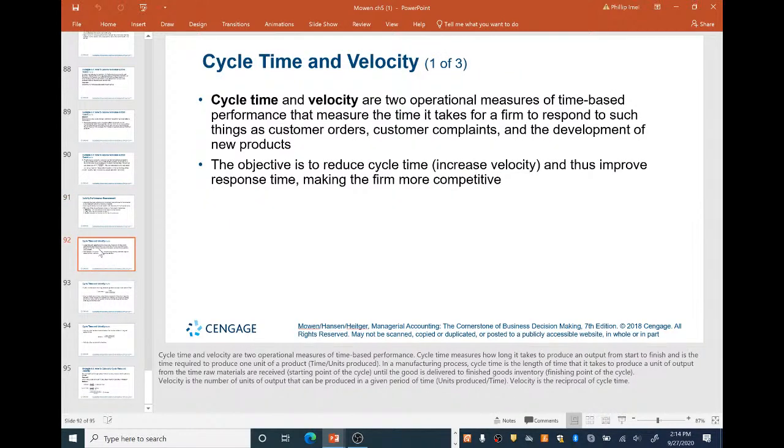So that leads us to cycle time and velocity. Cycle time and velocity are two operational measures of time-based performance that ultimately measure the time it takes for a firm to respond to things such as customer orders, customer complaints, and the development of new products. The objective is to reduce cycle time, therefore increasing velocity, and as a result improve response time and make the firm more competitive.